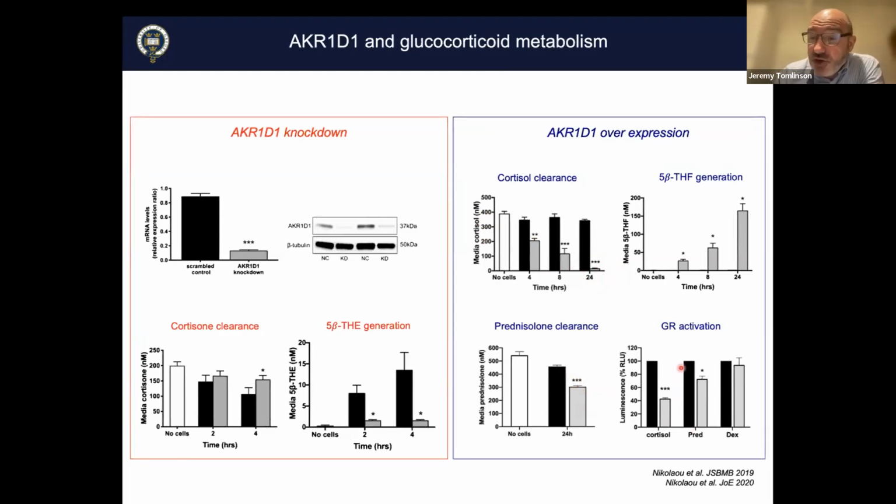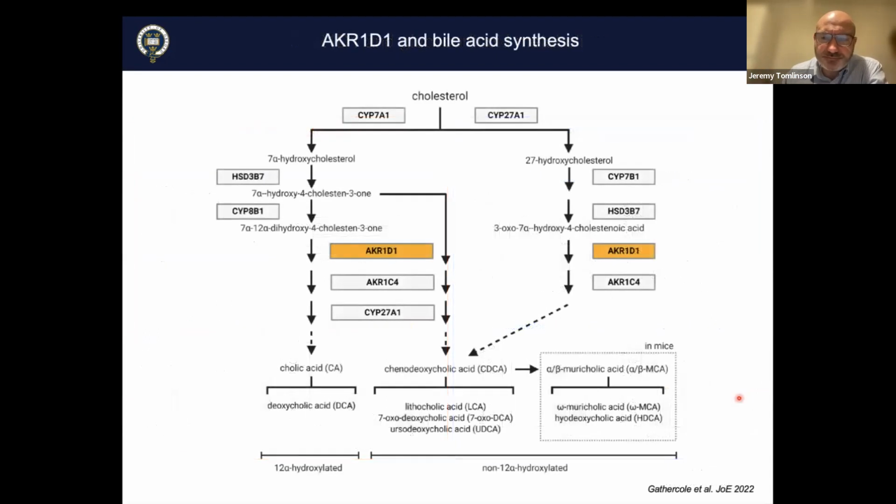But importantly, this does have a knock-on effect. This is a glucocorticoid receptor activation assay, a luciferase assay, and we can see here that by overexpressing and clearing cortisol, we limit that GR activation. We do it to a lesser degree, as you might expect, with prednisolone, mirroring what we saw with prednisolone clearance. But interestingly, with dexamethasone, this enzyme system doesn't appear to be important for clearing dexamethasone. So good evidence that within our comfort blanket of glucocorticoids, AKR1D1, 5-beta reductase, is having an important role.